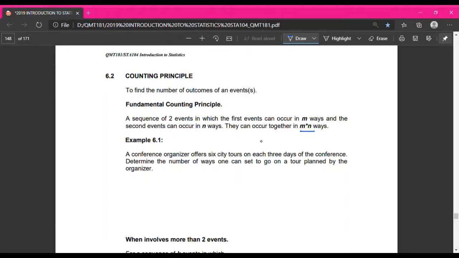Determine the number of ways one can set to go on a tour planned by the organizer. So 6 city tours on each of 3 days. The first event is city tours, which is 6. And then we have days. The second event is days of the conference, which is 3. So we want to find the number of ways, or number of outcomes. It is just 6 multiplied by 3 days. So the outcomes will be 18.